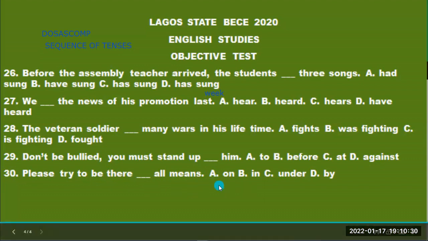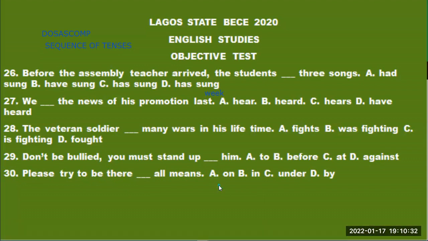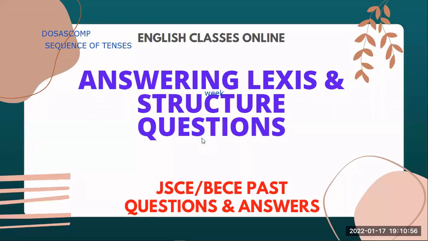Let's test other options. Try to be there on all means, incorrect. Try to be there in all means, incorrect. Try to be there under all means, incorrect. Try to be there by all means, correct. Now, this is where we are going to draw the curtain in today's video. We have been looking at answering Lexis and structure questions, and I believe we have done justice to this particular topic.